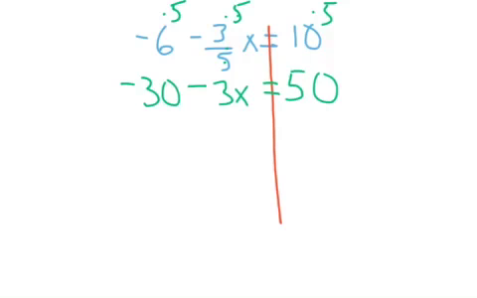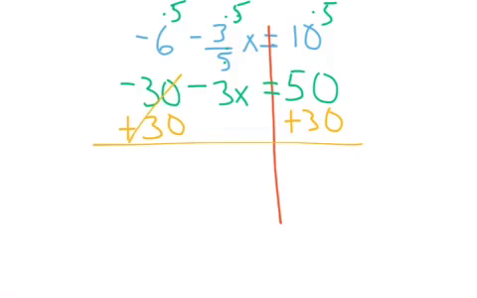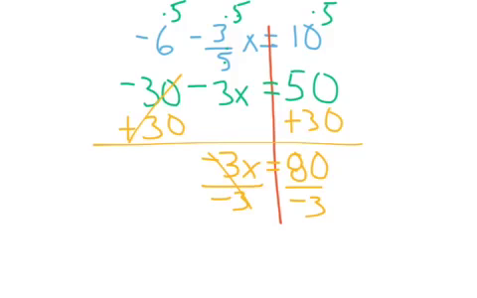Now it's just like your normal problem. Save your coefficient, or the value with your variable, to the very end. So instead of subtracting 30, I would add 30 to both sides. These cancel, so I'm left with negative 3x equals 80. The opposite of multiplying by negative 3 is dividing both sides by negative 3. So my answer would be 80 over negative 3.